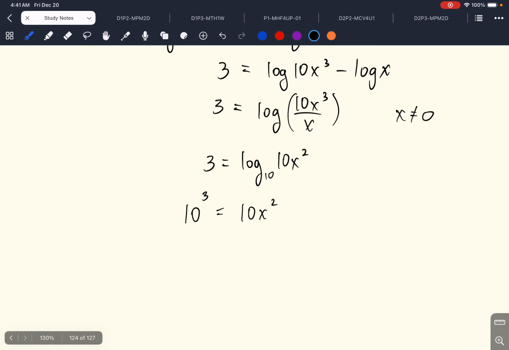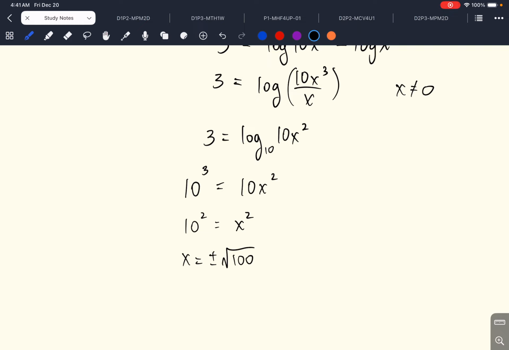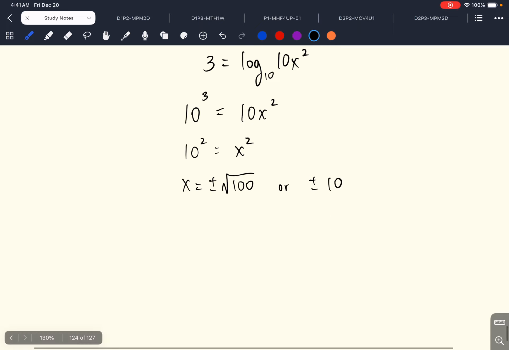And then I can simplify this. I can divide both sides by 10. I'm going to get 10 squared equals x squared. And then, solving for x, 100 equals x squared, or the square root of 100. So you have 2 possible answers here. So x equals plus or minus the square root of 100, or we can say plus or minus 10. Okay, so you check your solutions.